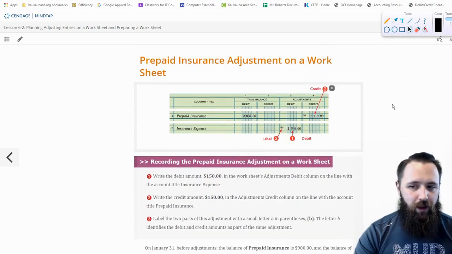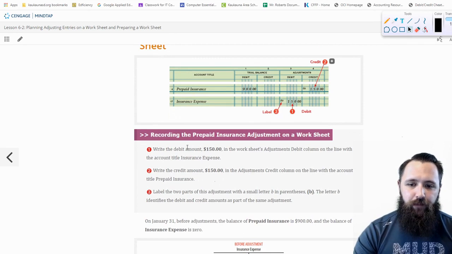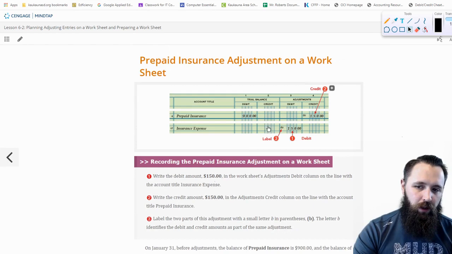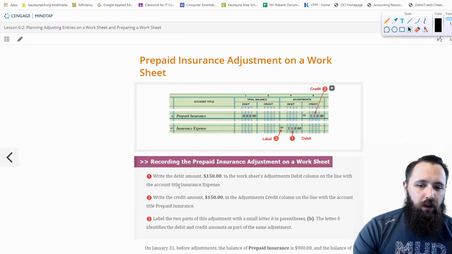So here we're doing the same thing, okay? And I kind of skipped this on the other one because it only shows it in the book, but it's still important to know. So we'll go over it with prepaid insurance. Let's go through the steps.